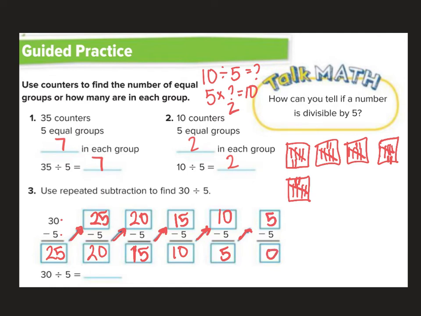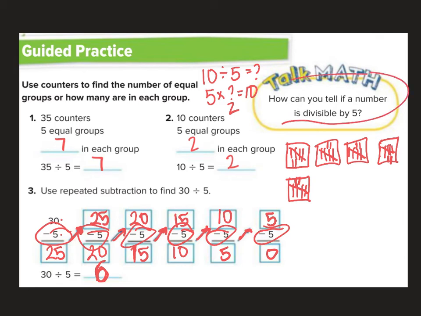So once we get to 0, then we figure out how many 5s did I subtract. 1, 2, 3, 4, 5, 6. I subtracted 6 5s, so therefore 30 divided by 5 is 6.